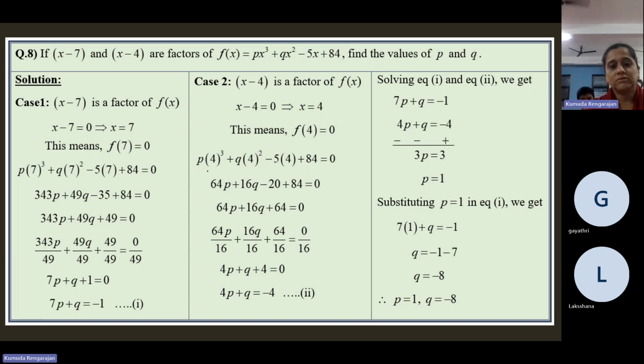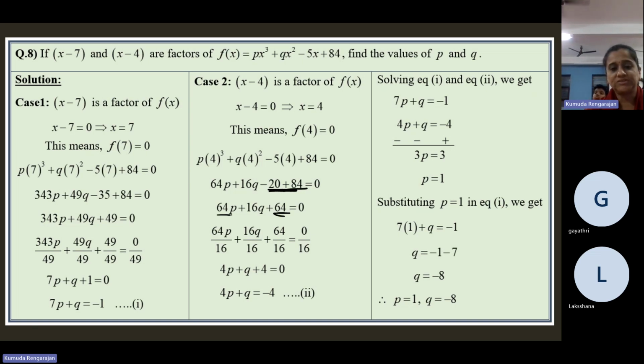So now f of 4, right? So f of 4 is wherever there is x, you should use 4, children. Wherever there is x, use 4. Understand that, right? So you can help yourself with the first step. Wherever there is x, not for P and Q. P and Q will remain P and Q. When there is x, you should use 4. So do that. And then 4 cubed is 64. So 64P. 4 squared is 16. 16Q minus 20 plus 84 is equal to 0. So minus 20 plus 84 is plus 64.